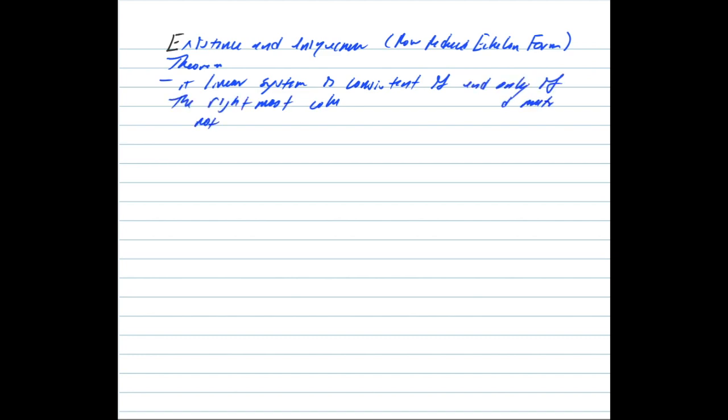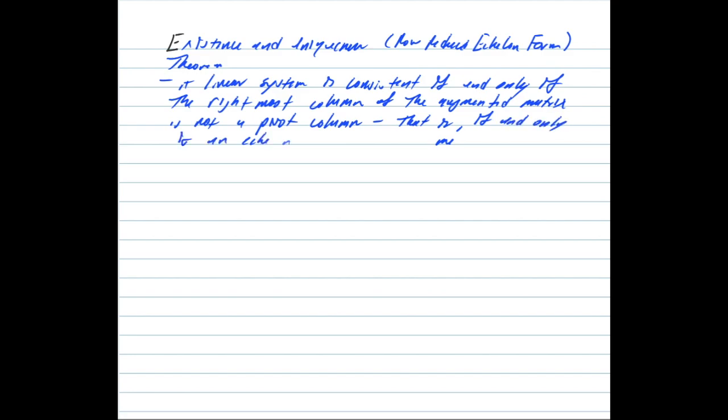Okay, so we have this theorem that states a linear system is consistent if and only if the rightmost column of the augmented matrix is not a pivot column. That is, if and only if an echelon form of the augmented matrix has no row of the form [0 ... 0 b], with zeros for however many columns come before b, and b is non-zero. Okay, so what's a pivot column?